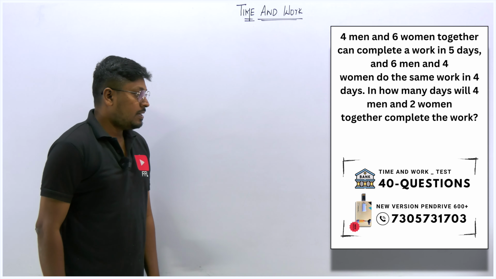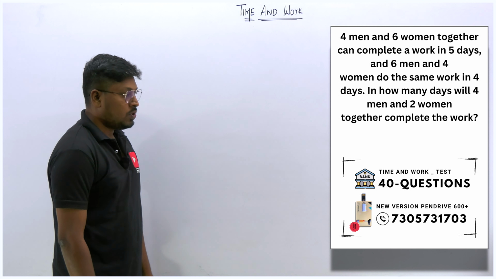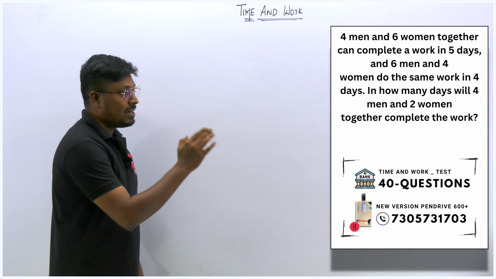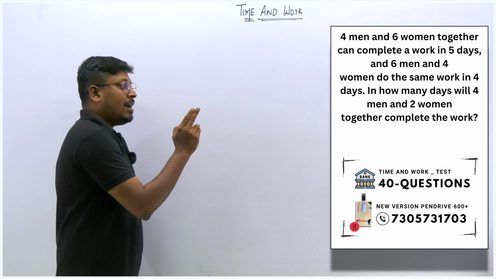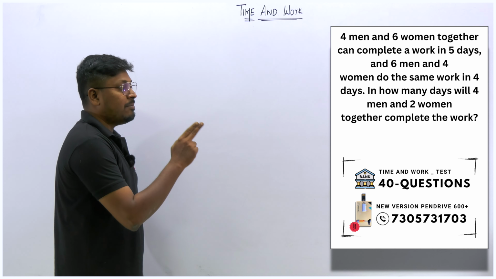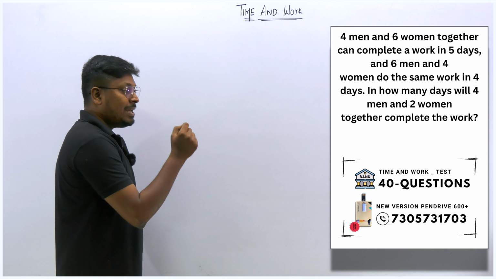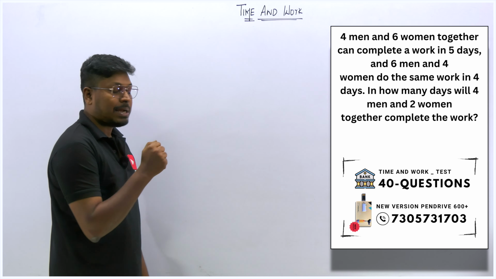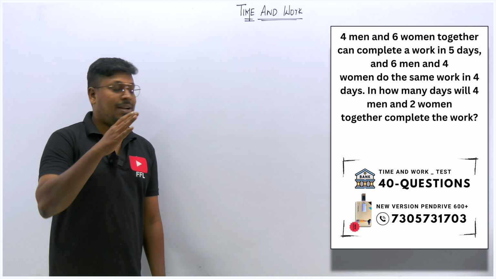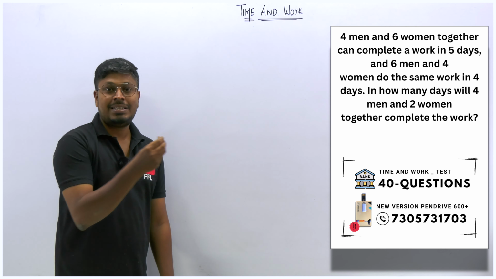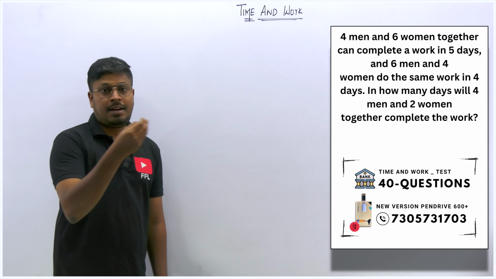Next question. 4 men and 6 women together can complete a piece of work in 5 days. 6 men and 4 women can complete the same work in 4 days. In how many days can 4 men and 2 women complete a piece of work? This question is based on X person and Y person.